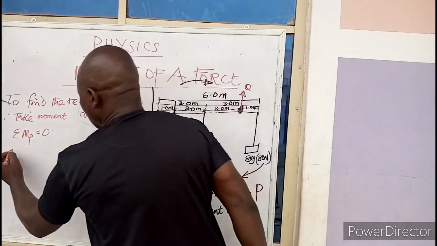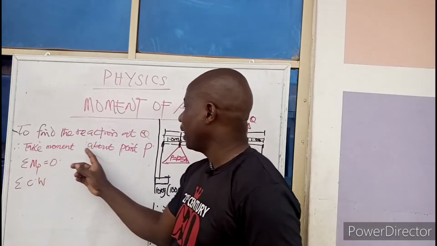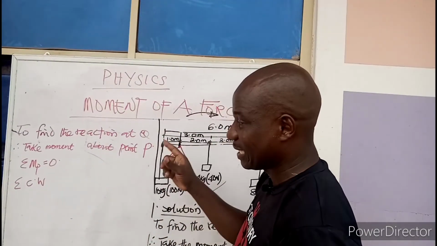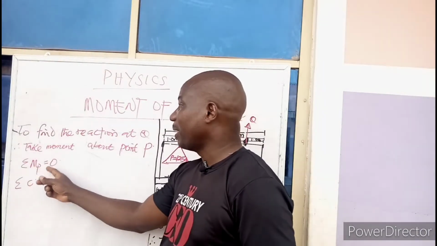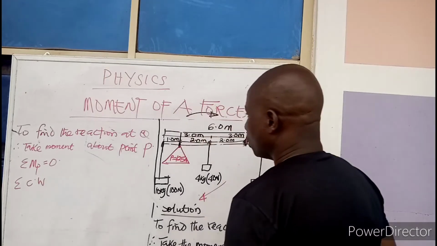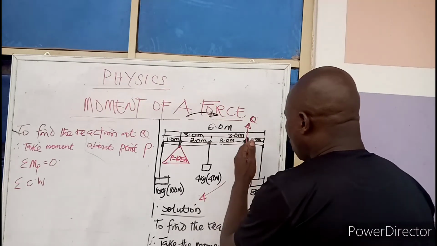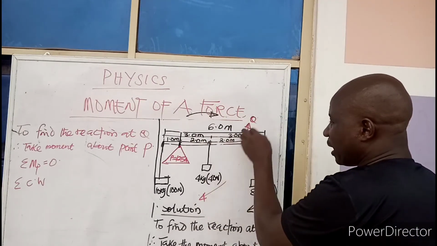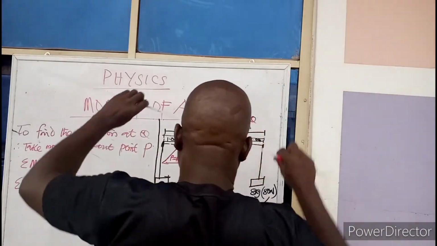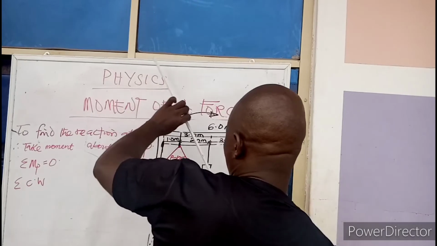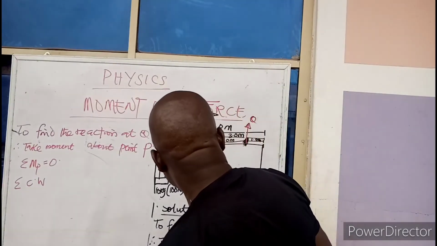What's our clockwise? Yes. I said you take moment about point P if you want to find the reaction at Q. So anywhere you are taking moment, summation of moment about that point is equal to 0. So now we go. You know, the moment I remove the support here, my plank is going to swing this way. That is, it will go this way. Now it means our clockwise.